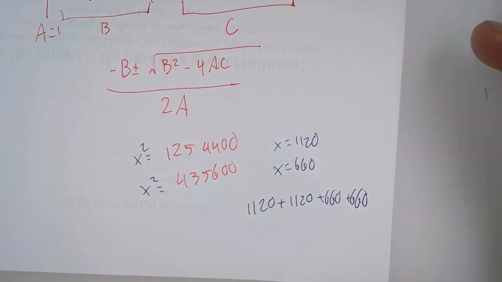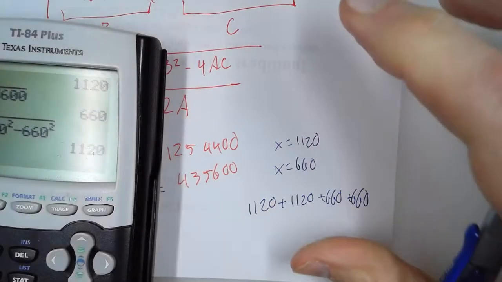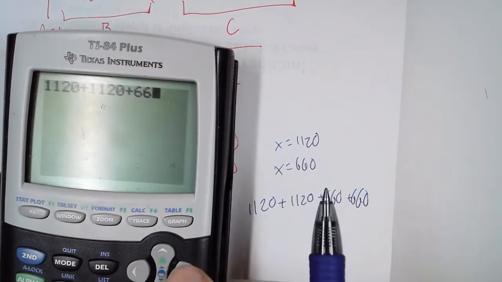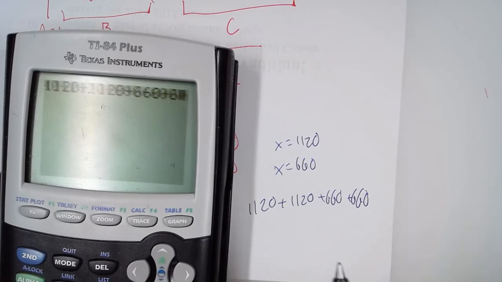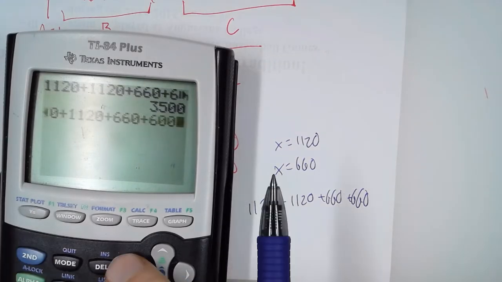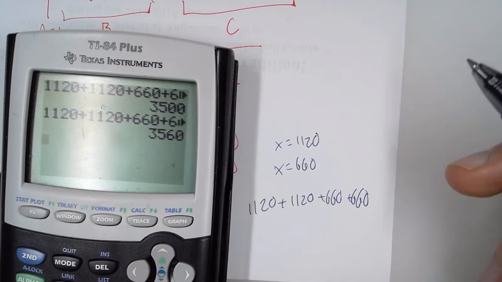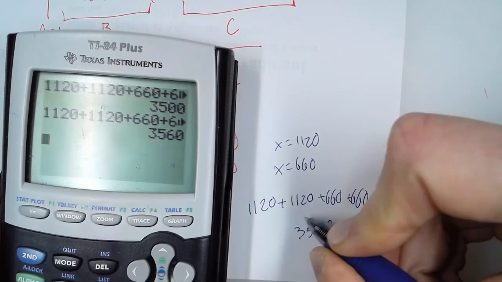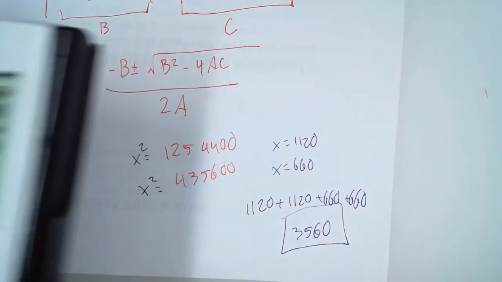So when we add those four numbers together, we get 1120 plus 1120 plus 660 plus 660. Whoops. Nope, that's wrong. And so we get a total perimeter of 3,560. And there's our answer. And we're done.